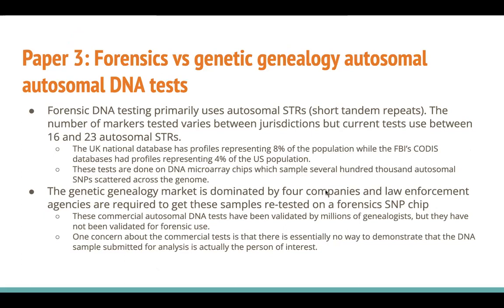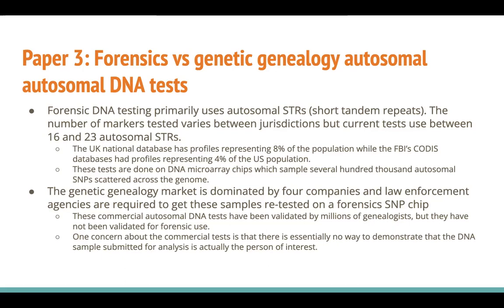So the first thing I'm going to discuss is forensics versus genetic genealogy autosomal DNA tests. Forensics DNA testing primarily uses autosomal STRs, which are short tandem repeats, and the number of markers tested varies between jurisdictions, but current tests use between 16 and 23 autosomal STRs. And the UK National Database has profiles representing 8% of the population, while the FBI's CODIS databases had profiles representing 4% of the US population.